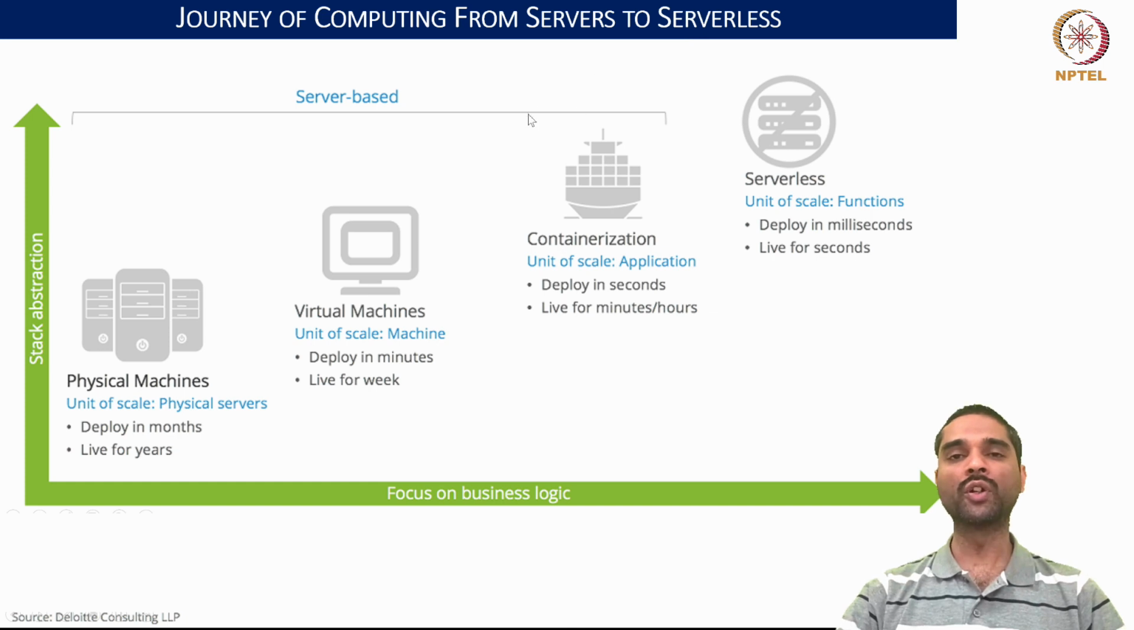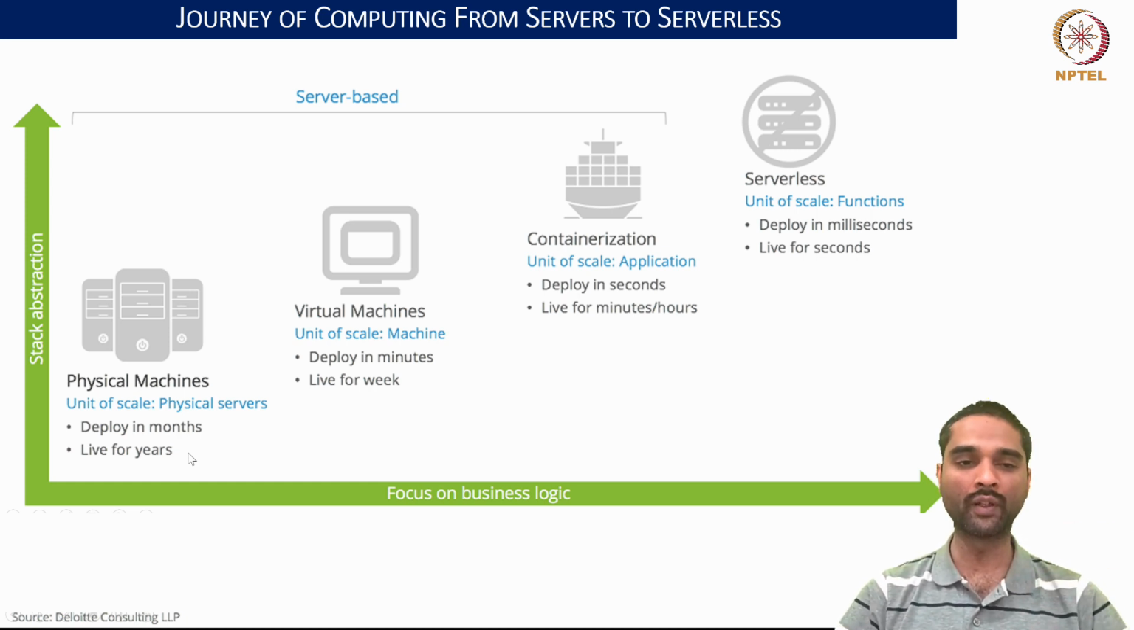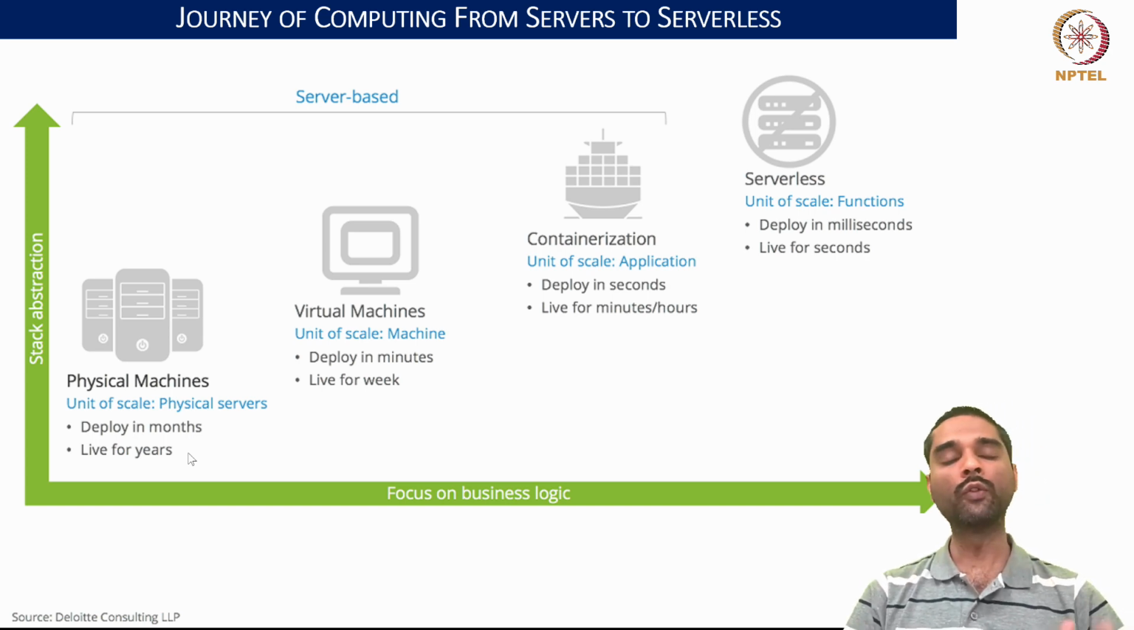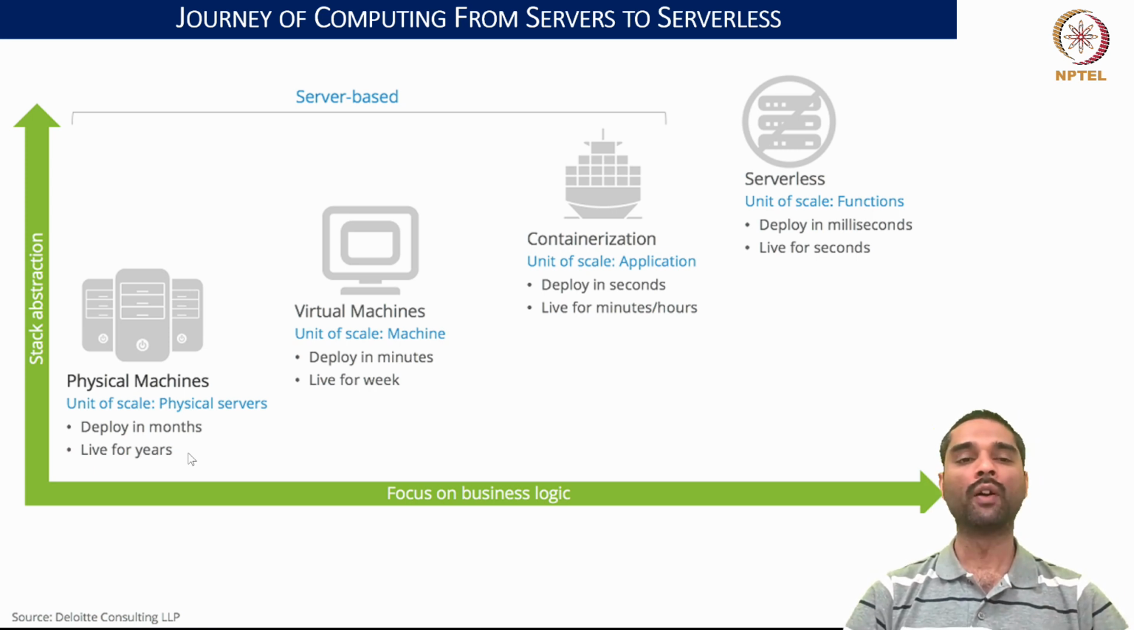So if we see our journey from the computing point of view, how we have evolved, we started with the physical machines, where the unit of scale would be just a physical server that you would want to replicate. But to deploy them, it always took months, because you have to procure the hardware, get them, and then plumb them. And once you set it up, connect the network, and power on, they would live for years, and you would modify whatever applications, upgrade whatever OS, and patch any software on these machines.